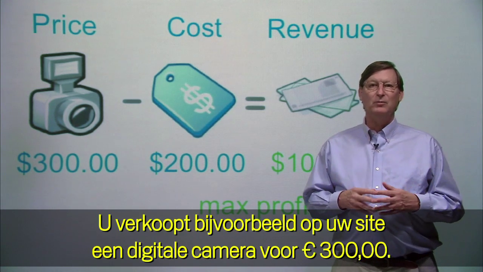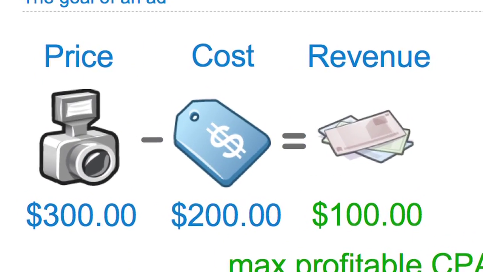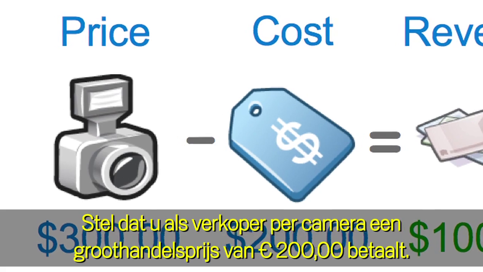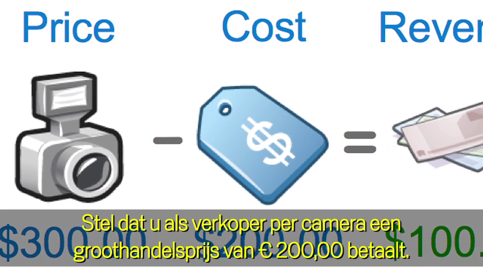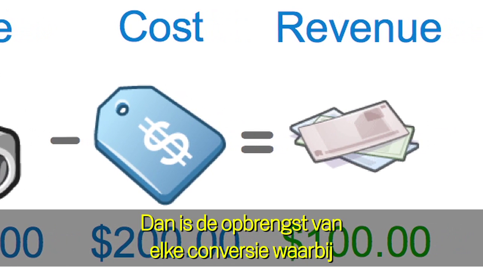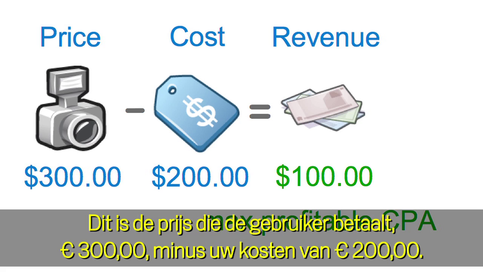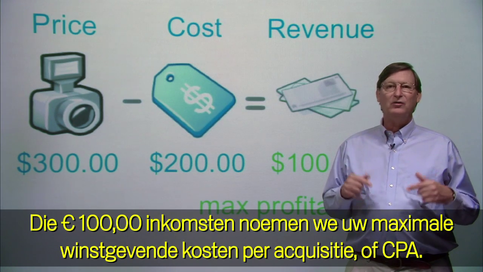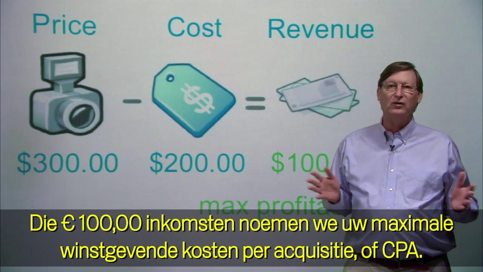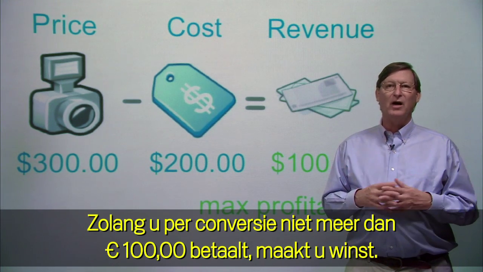For example, you may sell a digital camera on your site for $300. Let's assume that each camera has an additional wholesale cost of $200 to you. Therefore, a conversion for a user who buys a camera on your site generates $100 worth of revenue for you. This is the price a user paid, $300, less the cost to you, $200. That $100 is your maximum profitable cost per acquisition, or CPA. You can pay up to $100 for each conversion and still make a profit on the sale.